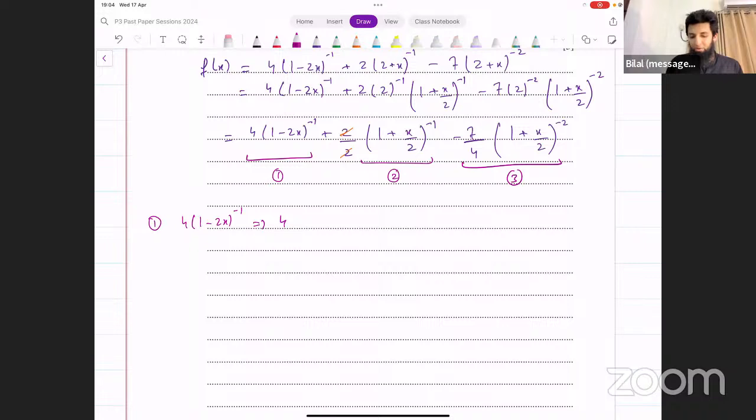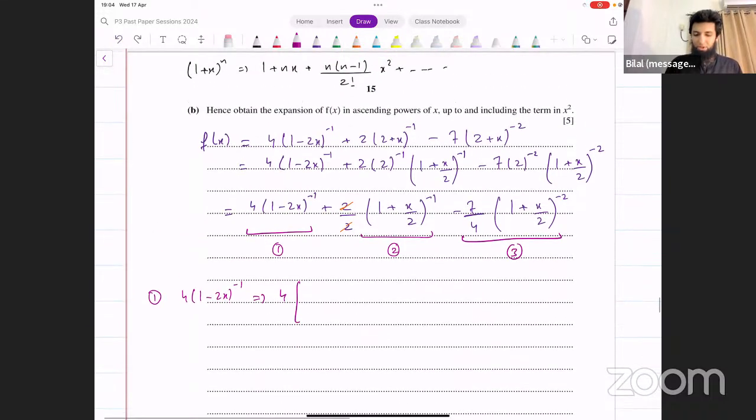So 4 into (1 minus 2x). Look at the formula. In place of x, we've got minus 2x. So what does it become? 1 plus n, which is minus 1 here, into x. In place of x, we've got minus 2x, plus n into n minus 1. So that becomes minus 1 into minus 2, divided by 2 factorial, that's just 2, into x squared.